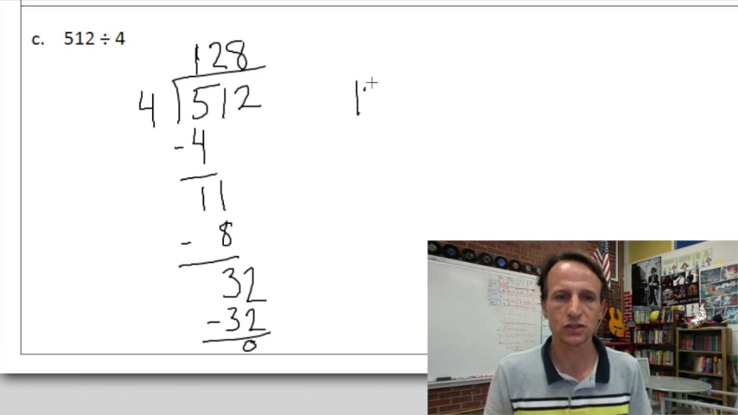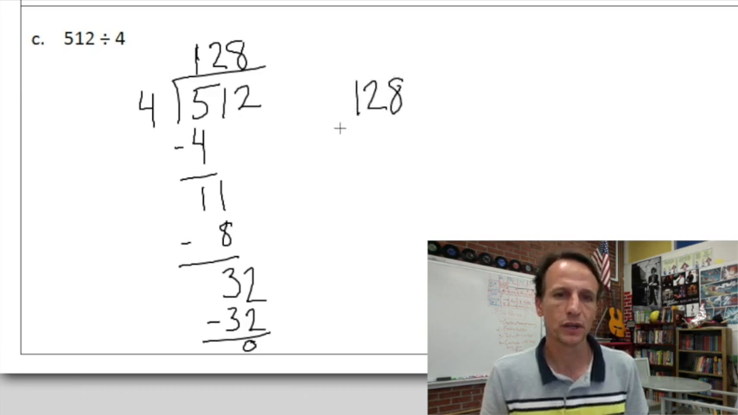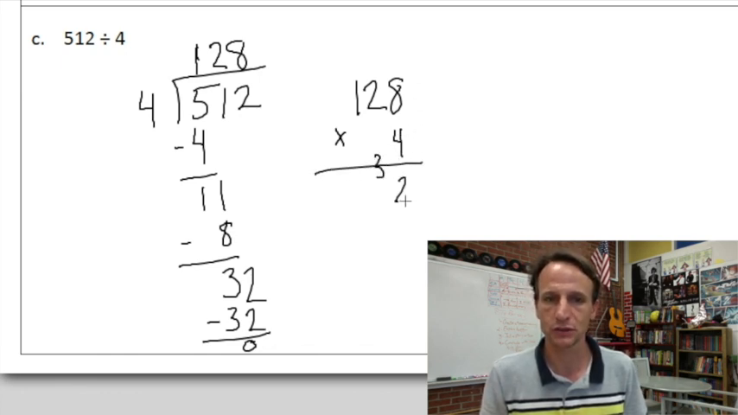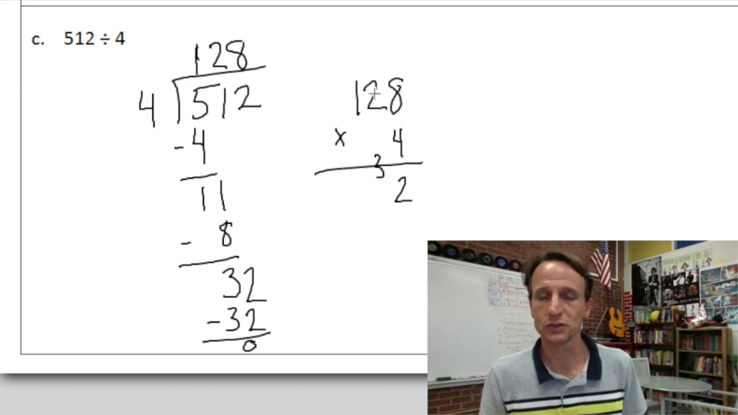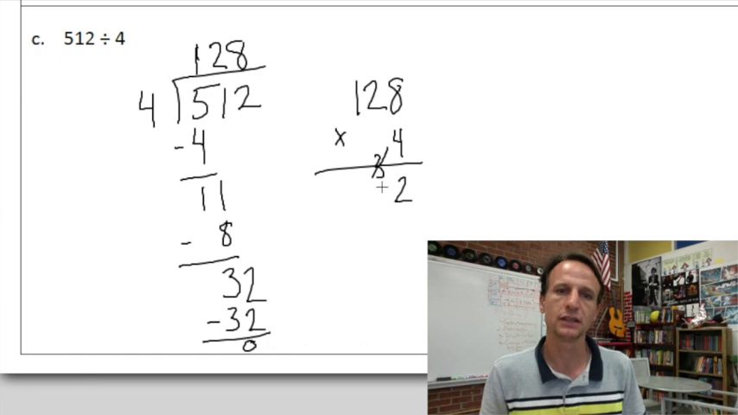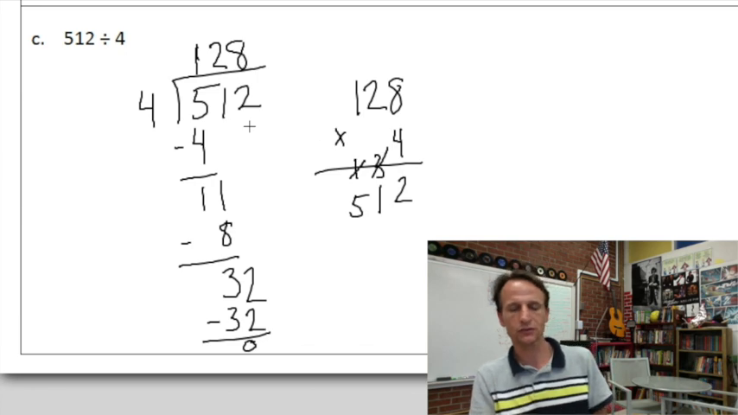Beautiful. Let's check it. 128 times 4. Well, we just did 8 times 4. We know it's 32. 4 times 2, 8. Plus 3 is 11. 4 times 1 is 4. Plus 1 is 5. 512 checks out. That's what we started with for a dividend.